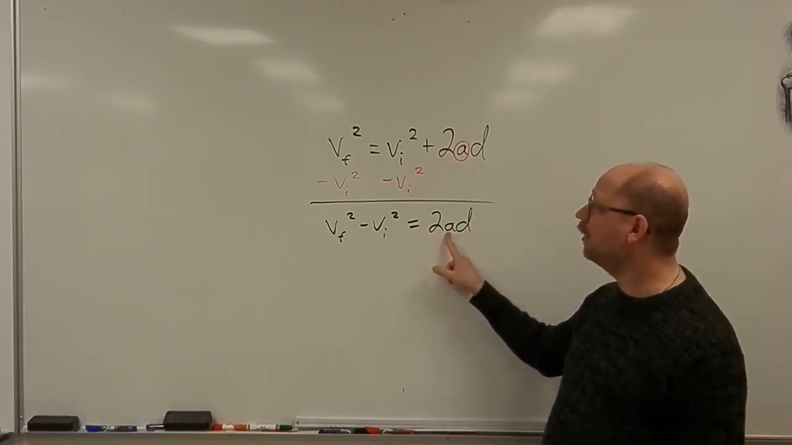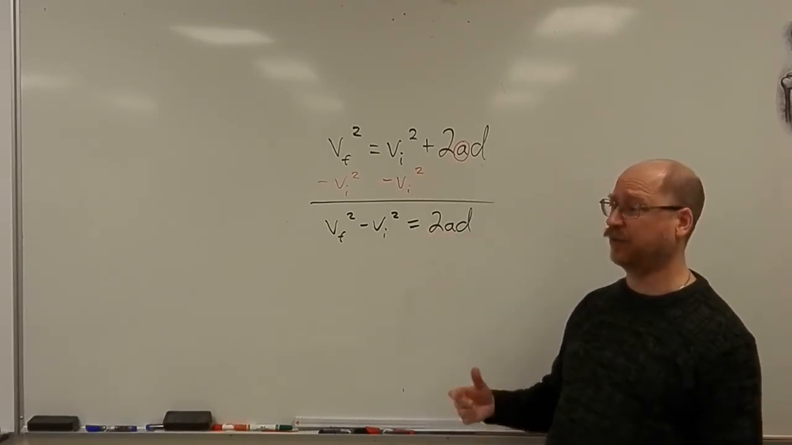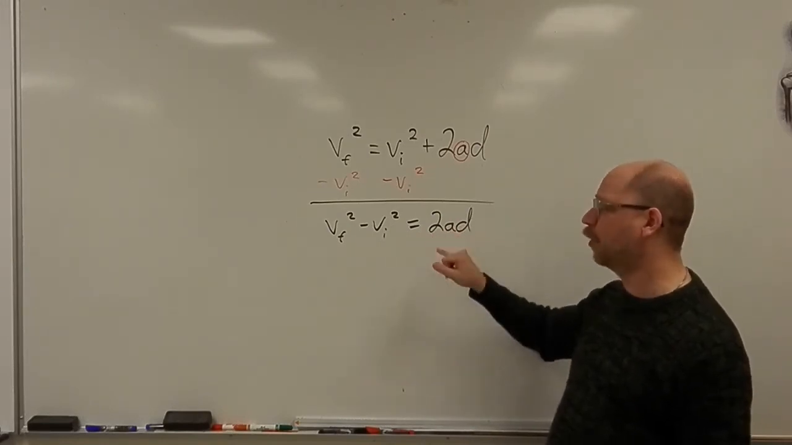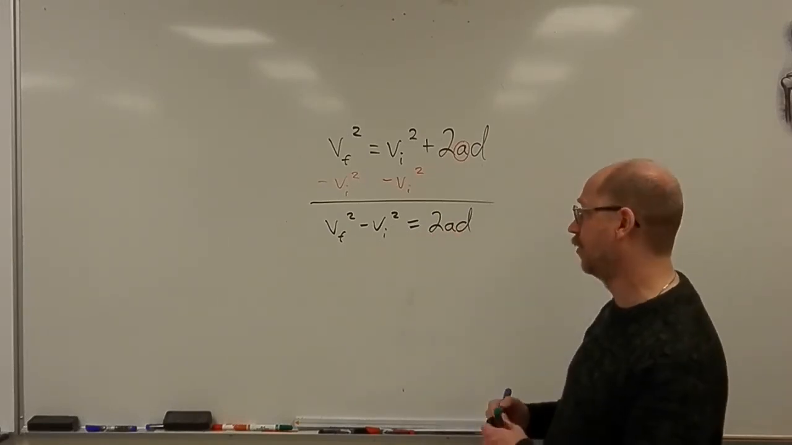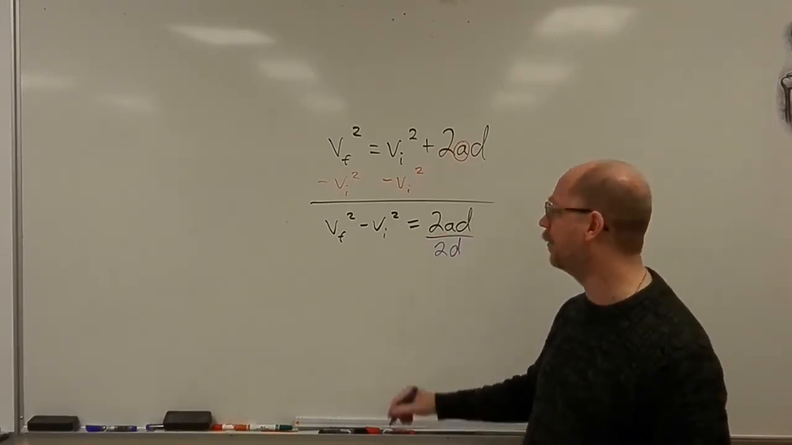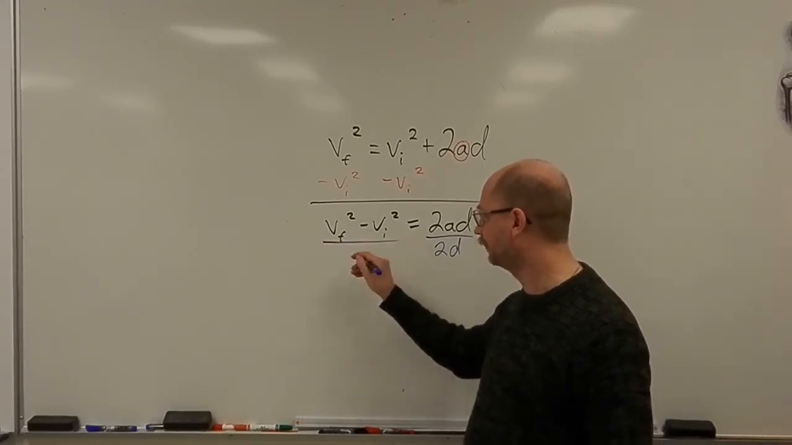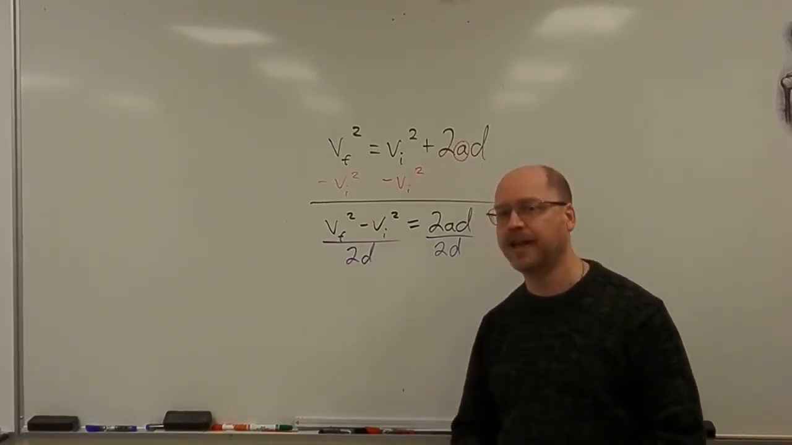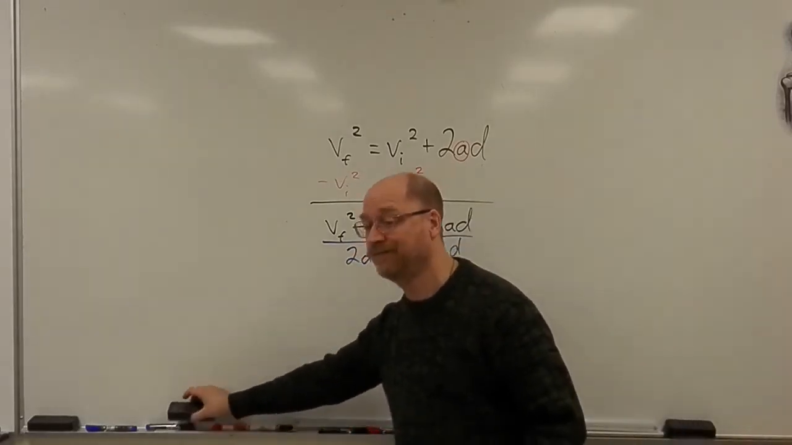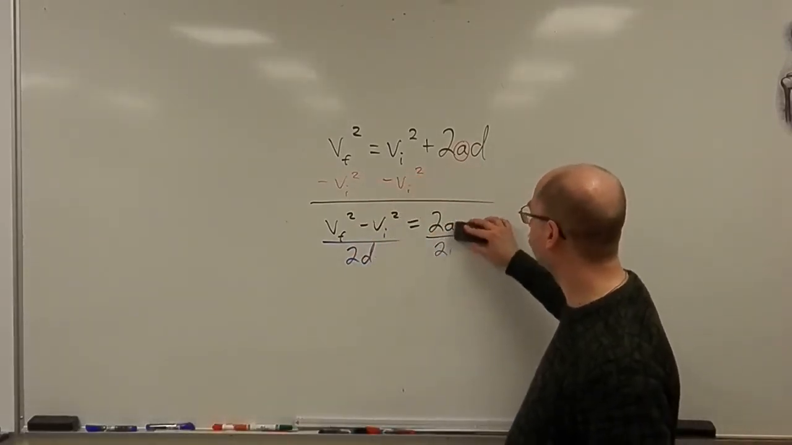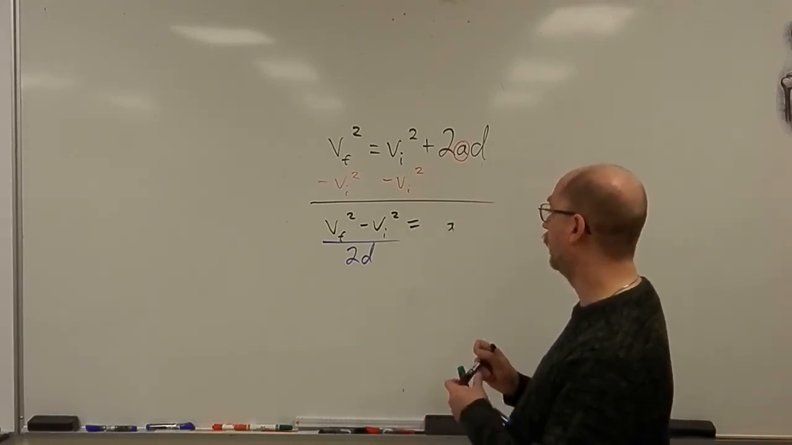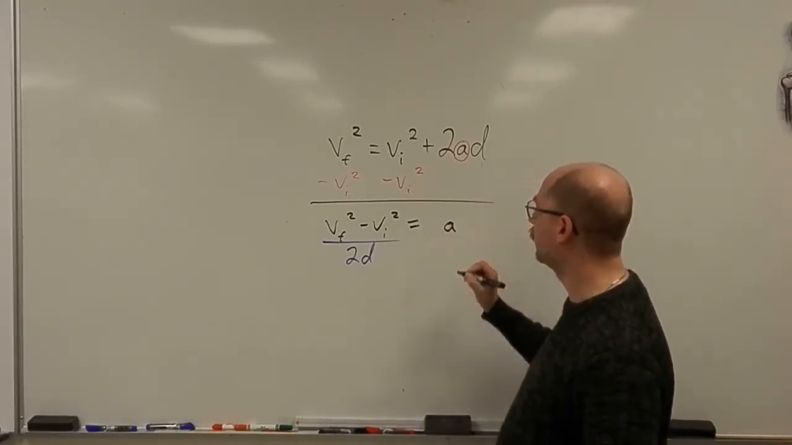Because since I only want to get the acceleration, I look at what's happening, and it's 2 and D both multiplying A. I get to go ahead and divide by 2D. Do it in one step. What I do to this side, I also do to that side. 2 divided by 2, D divided by D equals 1. My formula is actually finished.